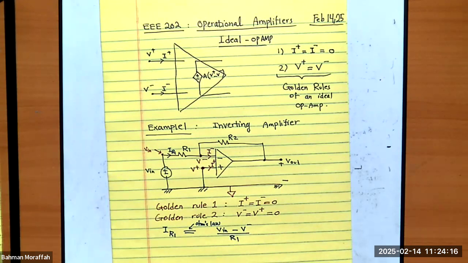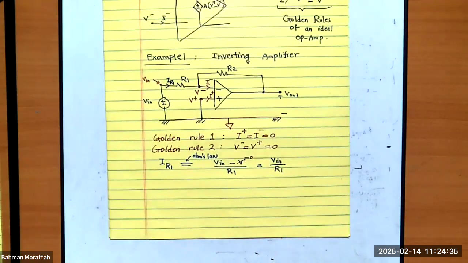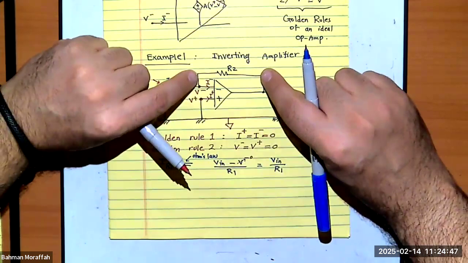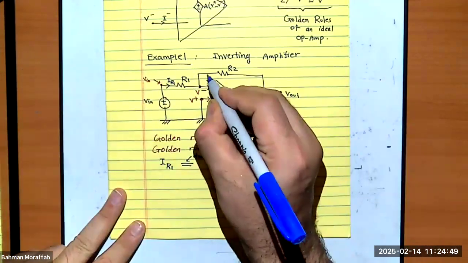That's Ohm's law. But what is V negative? Look at the second golden rule. It tells me it's 0. So this guy over here is 0. So I through R1 is Vn divided by R1. Right? We know that. What I'm claiming here is that whatever current I have through R1 is the exact same as current through R2. Let's just call it I of R2.